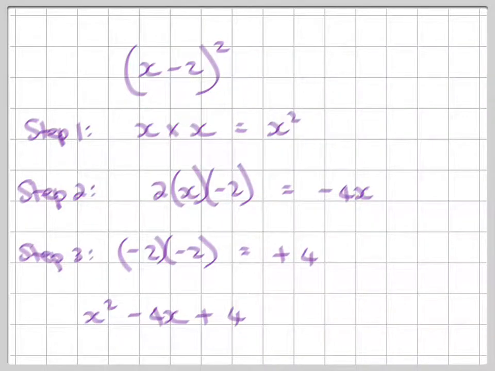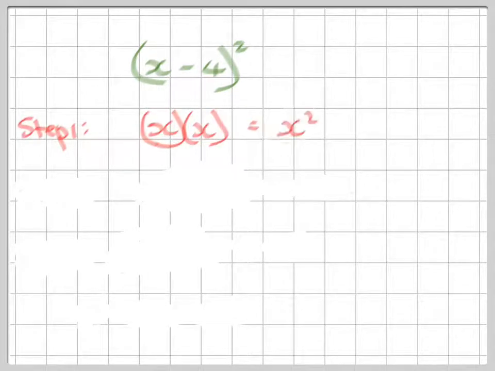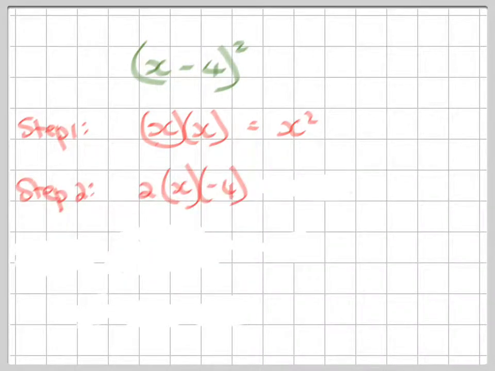Okay. Let's look at one more. So the first step is we are going to square the first term. So that's x times x, which equals x squared. The next step is double the product of the two terms. So double would be 2 times x times minus 4. And that becomes minus 8x.